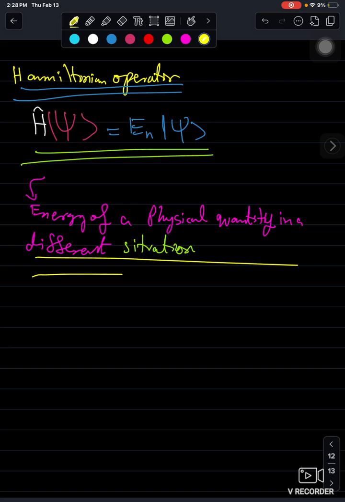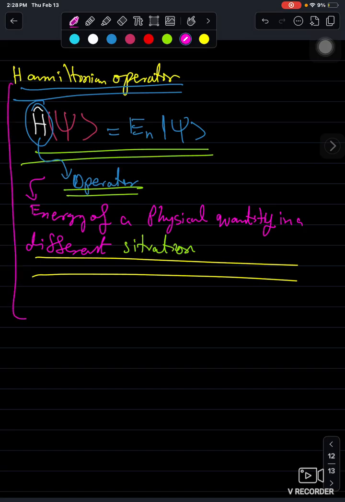This is what we call the Hamiltonian operator. We will not go into depth of what they are. We'll just focus on our main fact, and I will keep it as simple as we can.